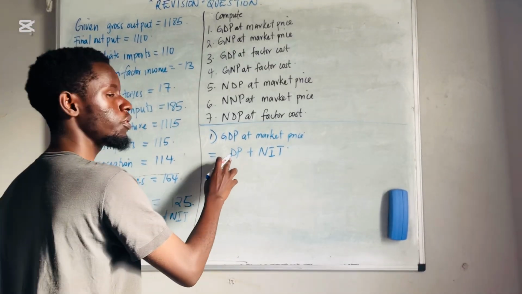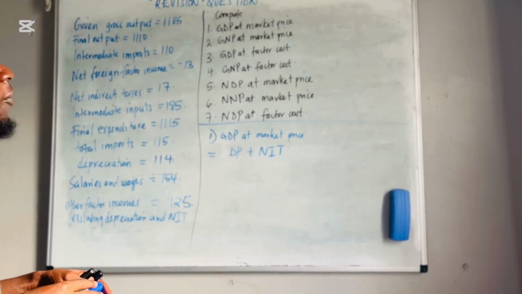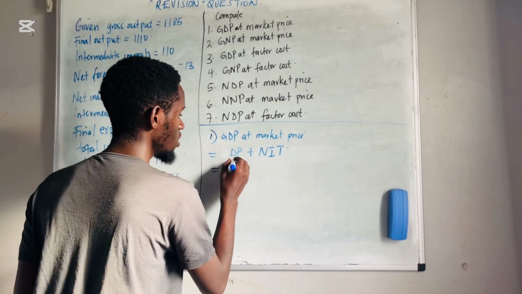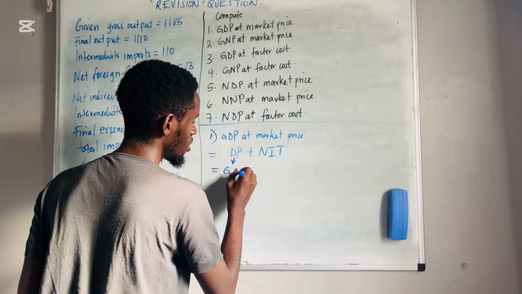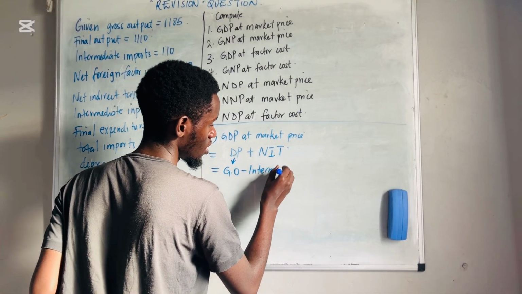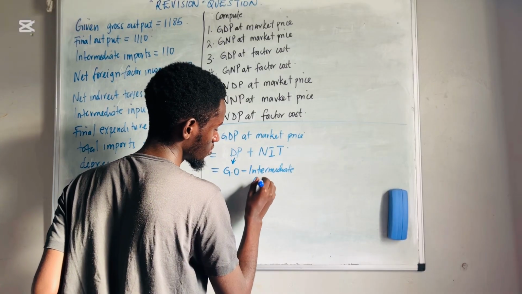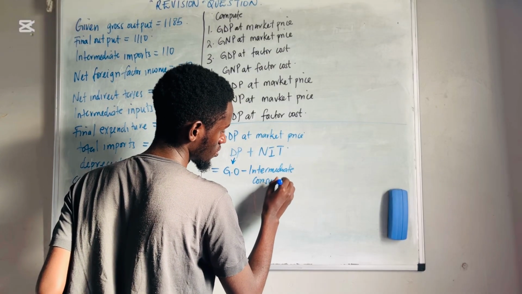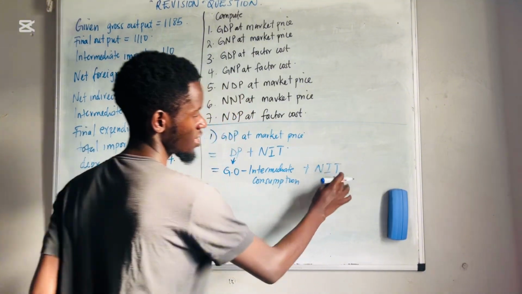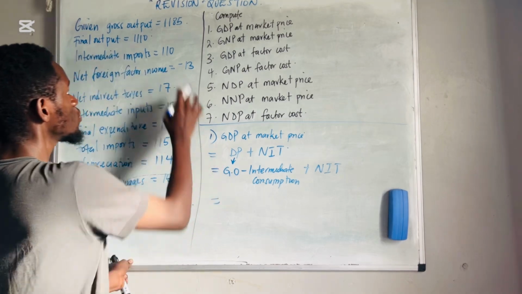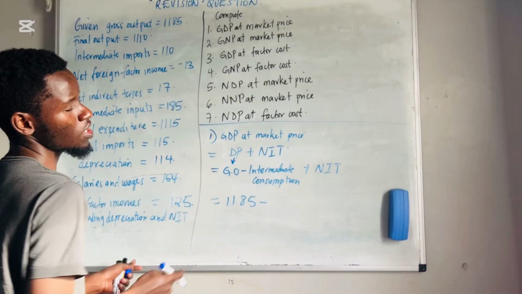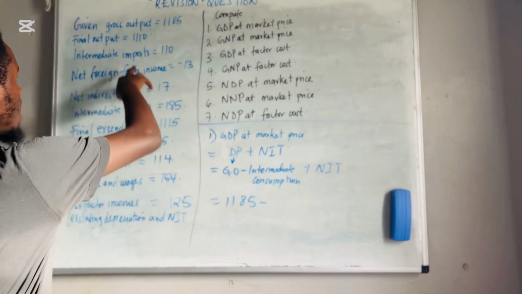But remember, our GDP has three definitions. Now for me, I'm going to define it in terms of the value added approach, which is the same as having gross output minus intermediate consumption, which is then plus net indirect taxes, which is taxes minus subsidies. Then it's the same as having gross output, which is 1185.